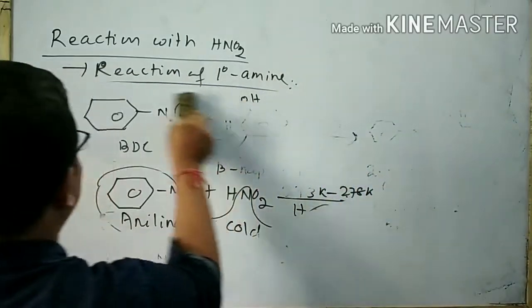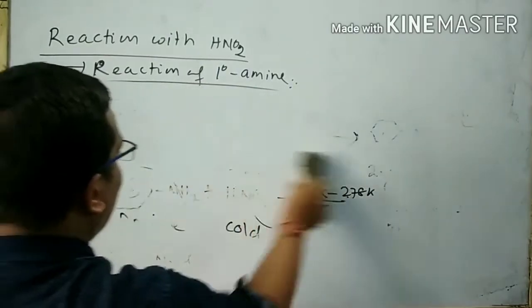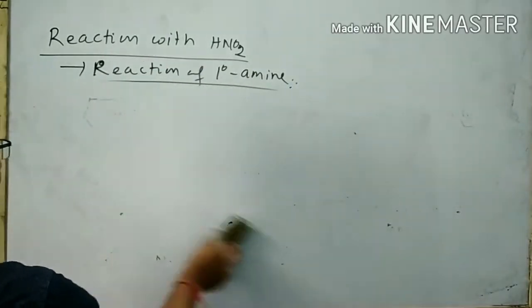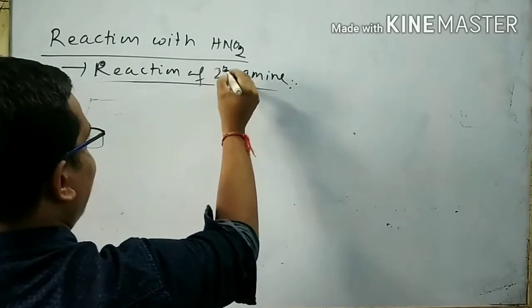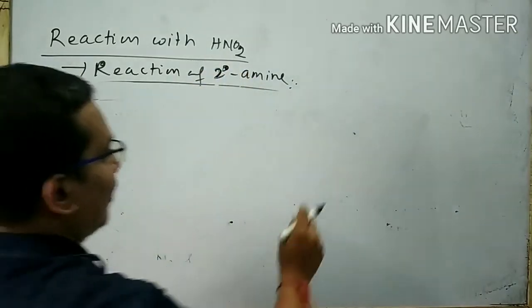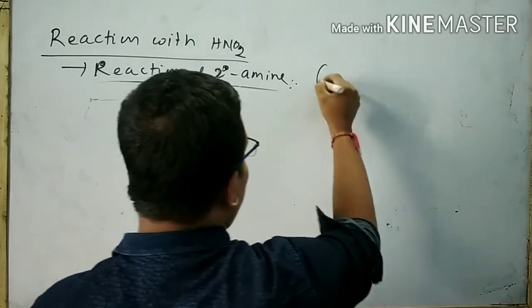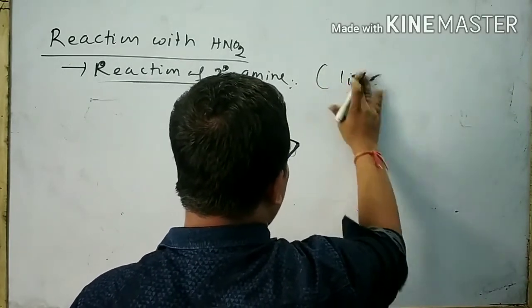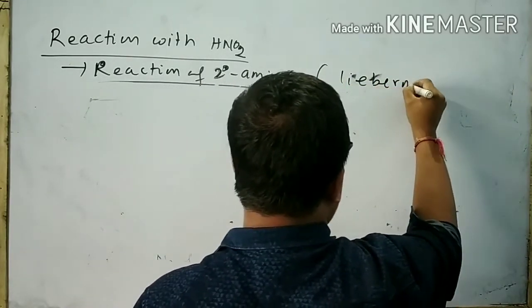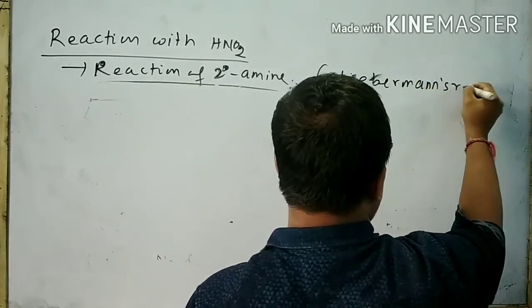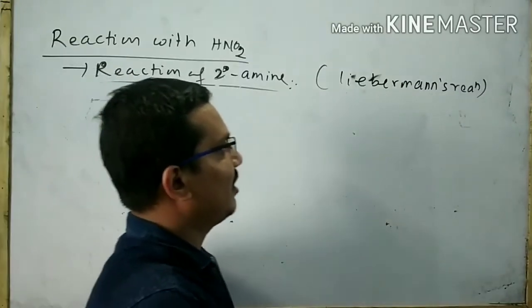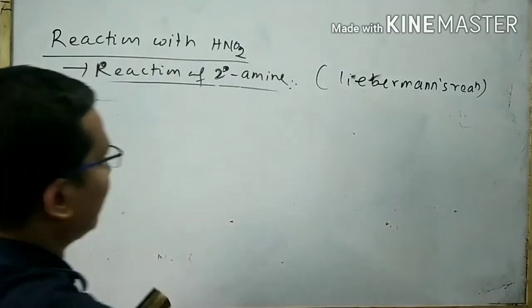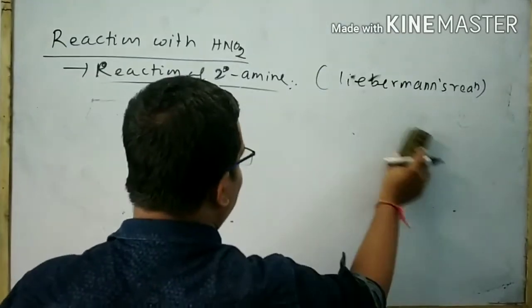Now I will say about the reaction of 2-degree amine. The reaction of 2-degree amine is considered as Liebermann's reaction. The question always asks: what is Liebermann's reaction? Explain with an example. It is a 2-mark question.